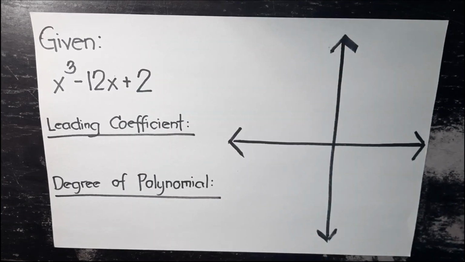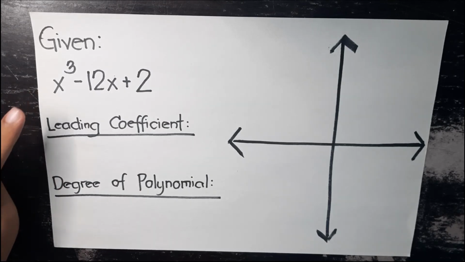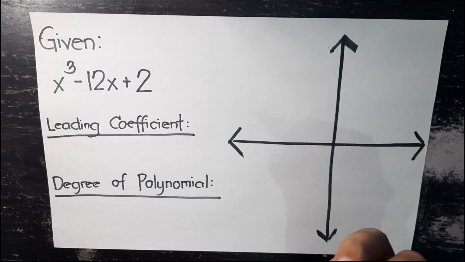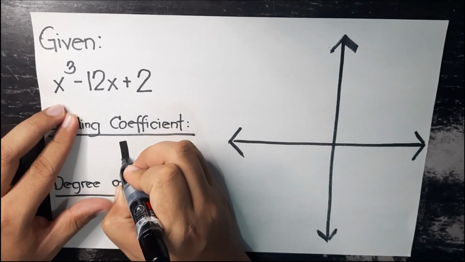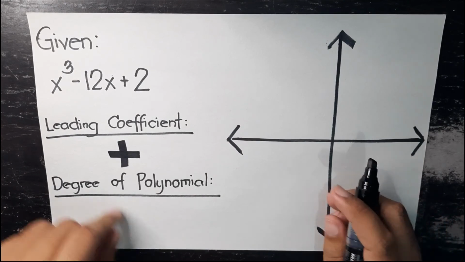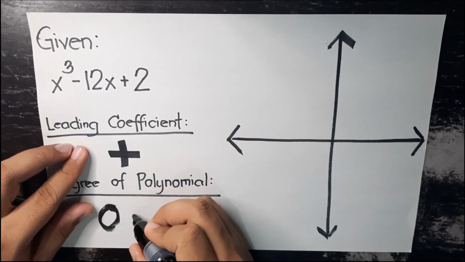For our last condition, the given polynomial is x cubed minus 12x plus 2. Again, the leading coefficient is the numerical coefficient of x cubed, which is a positive 1. So that is positive. The degree of the polynomial is 3, which is an odd number. So, odd.